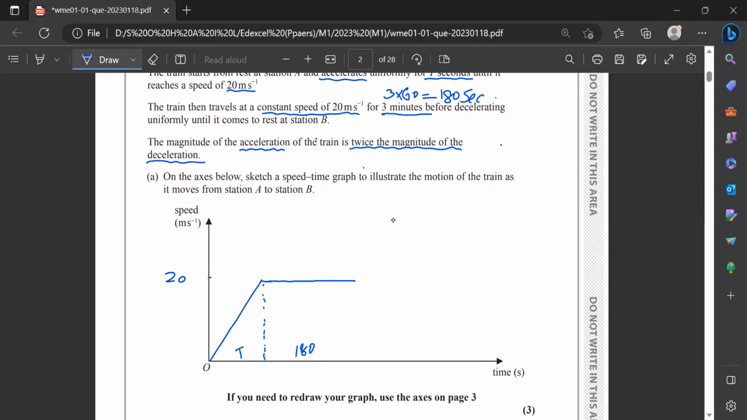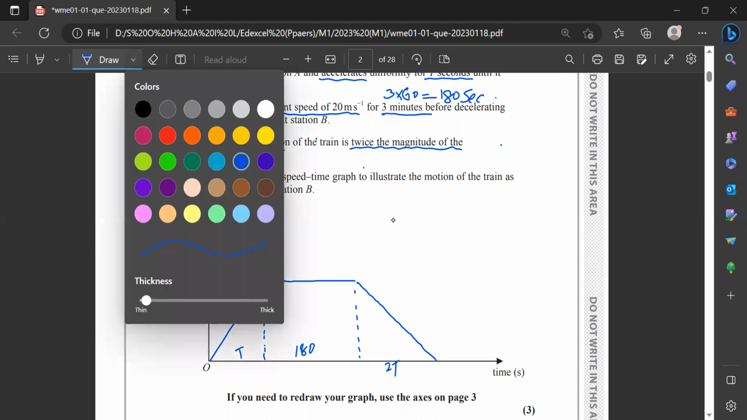And then decelerating. So the magnitude of the acceleration is twice the magnitude of the deceleration. You can do it directly, or I can show the working for this. The time taken for deceleration would be twice that of acceleration, because the acceleration is twice the magnitude of that of the deceleration. So I can justify why this is 2t.